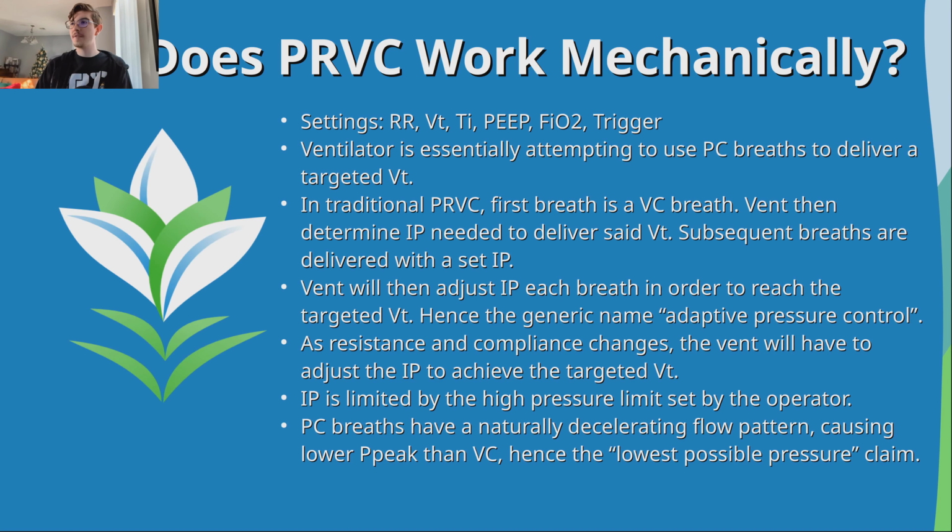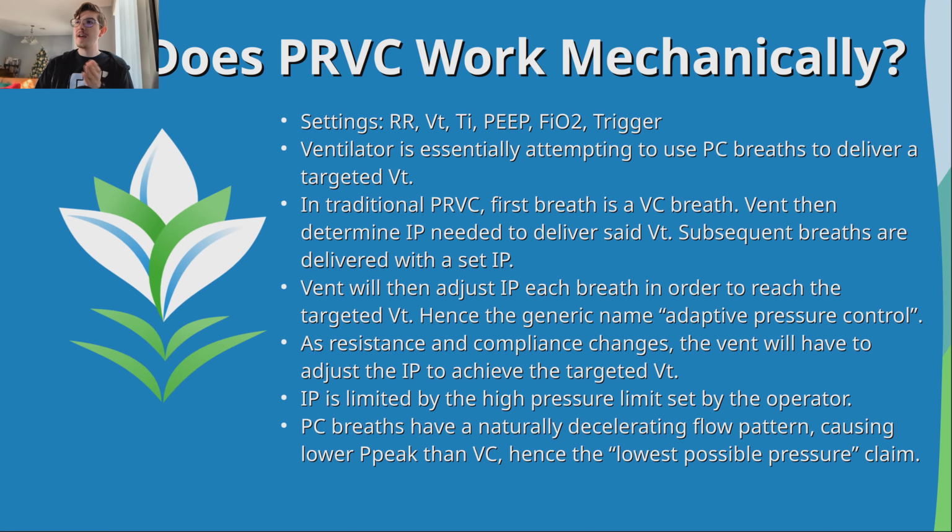In traditional PRVC, I don't know if every PRVC mode on every ventilator is like this, but at least on the servos, the first breath delivered is a volume-controlled breath. The vent is going to go, okay, you set a tidal volume of 500. I'm just going to, boom, give 500 real quick. And then the vent is going to determine what inspiratory pressure is needed to deliver that tidal volume. It's going to go, okay, I gave 500 and I got a plateau pressure of 19 and I'm on a PEEP of 5, so I need an inspiratory pressure of 14 to get there.